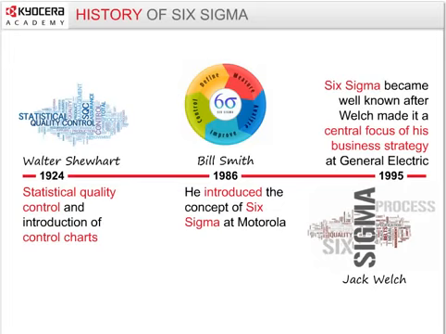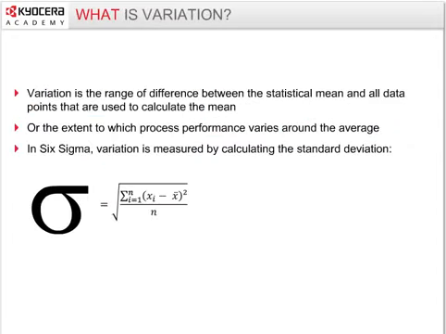Then, in 1995, Six Sigma became well known, after Jack Welch made it a central focus of his business strategy at General Electric. Welch was chairman and chief executive officer of General Electric. He said, "Six Sigma is the most important initiative General Electric has ever undertaken," as Six Sigma is about reducing variation and eliminating defects. We need to clarify these terms.